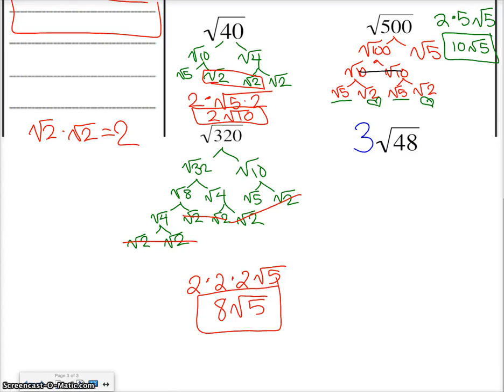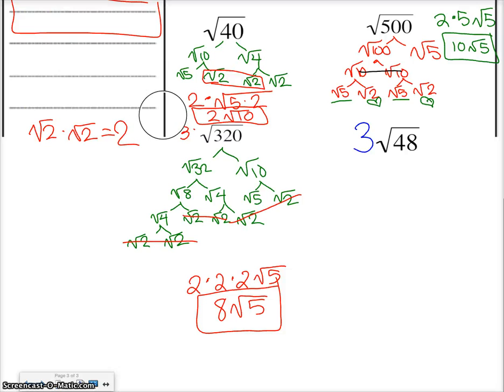Okay, so that's your learning target today. Now we've got to bump it up. Sometimes you're going to have leading numbers. It's the same thing, except at the end you just multiply the whole numbers. Like if I had a 3 right here, this would turn into 24 root 5. I would just go 3 times 8. So you still break it down. In the end, just make sure you multiply the numbers.